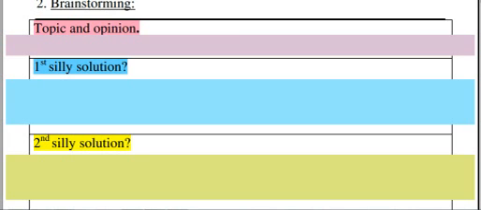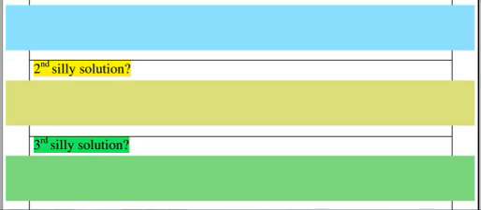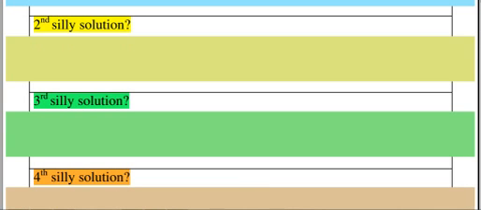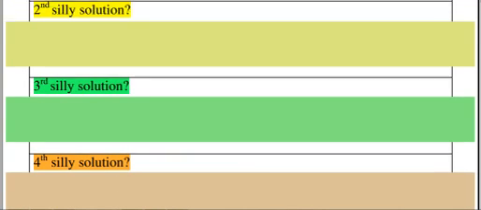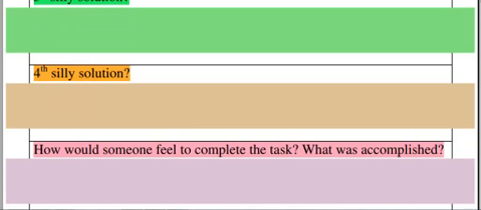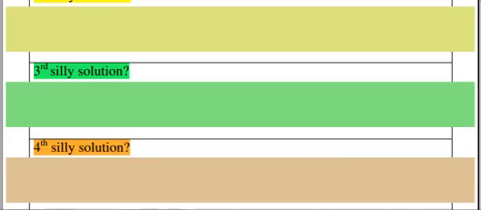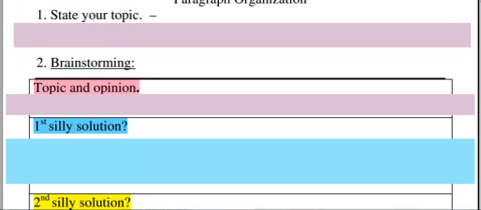Go ahead and highlight them with the topic and opinion as pink, both of them. First silly solution will be blue. Second silly solution will be yellow. Third silly solution will be green. Fourth silly solution will be orange. And the last one is pink. So go ahead, hit pause, and highlight both paragraph organizations, and then come back and we will finish filling this out.